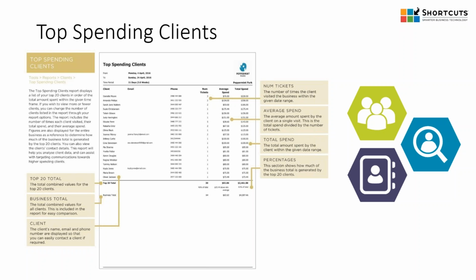This information will give us the top 20 clients. It will give us the business total for the time period that you run. It'll give us the client's name. It'll give us the number of tickets that they had, so the amount of times they came in and had a transaction with you over that time period, their average spend, and then their total spend. So for those of you that want to reward people that come in and spend money in your store, this is a really great way to find out who they are.